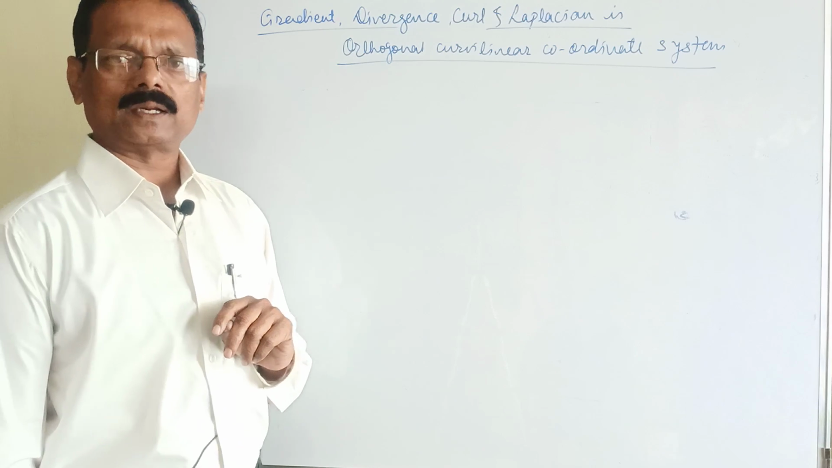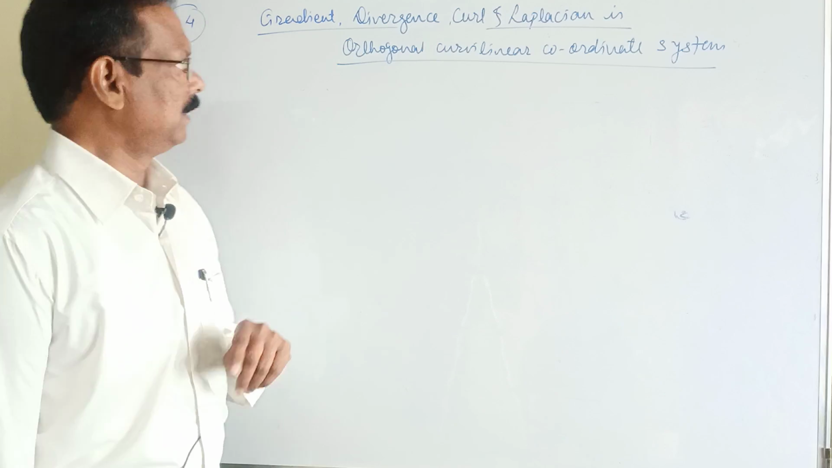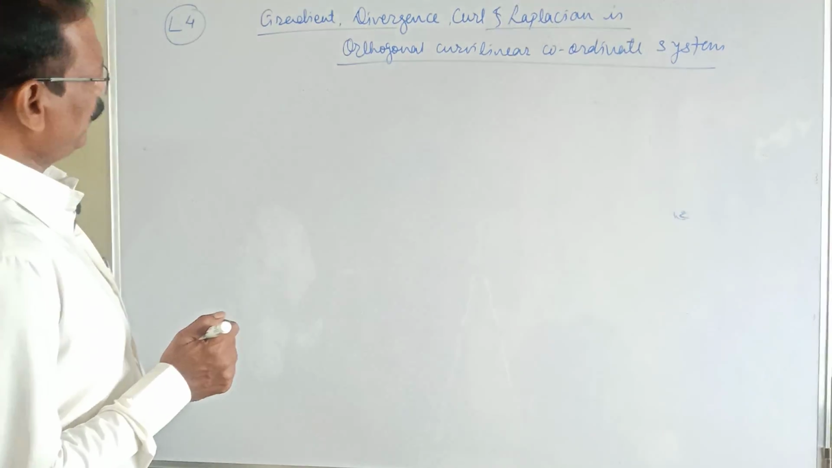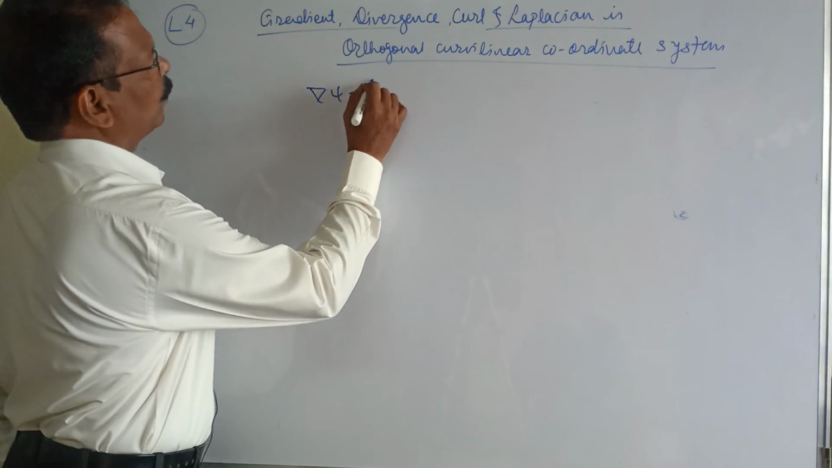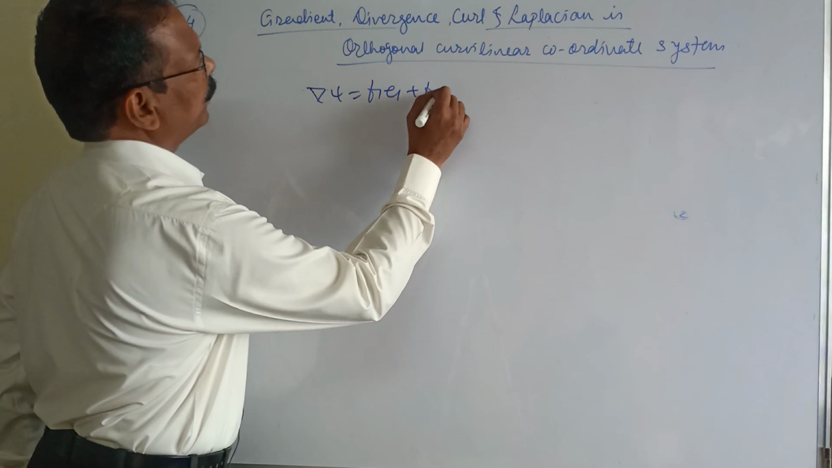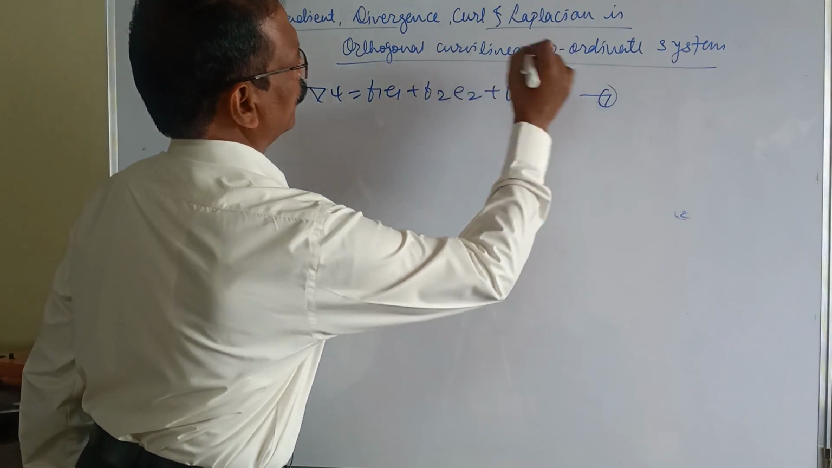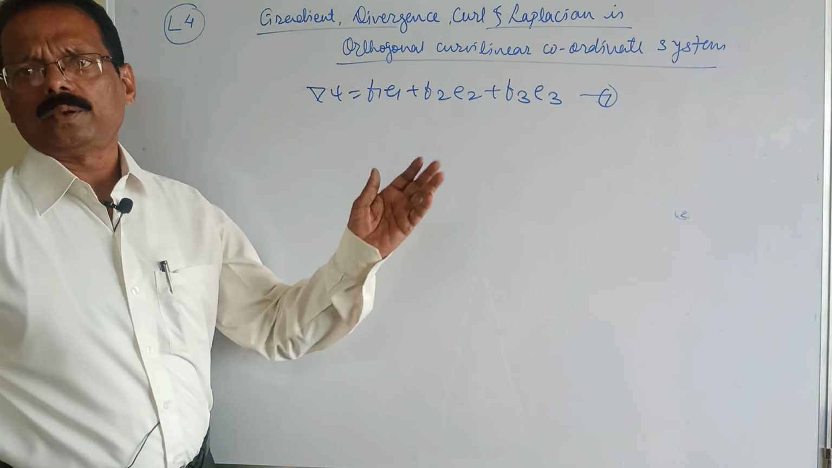At the end of this chapter, we have to solve a number of examples on this orthogonal curvilinear coordinate system. This is lecture number 4 of TYBSc Mathematical Methods in Physics. Today we have to take what is gradient. So del psi is equal to f1 e1 plus f2 e2 plus f3 e3. Suppose it is equation number 1, where e1, e2 and e3 are the unit vectors in the direction of the curves u1, u2, u3.